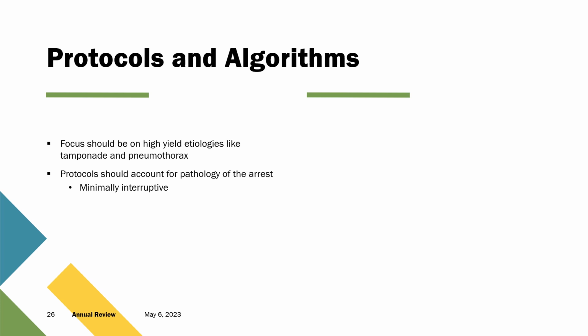So there are some protocols and algorithms that can help physicians and practitioners get comfortable in the decision-making process. The focus on these is really going to be on high-yield etiologies like tamponade and pneumothorax that can be treated and hopefully cause an immediate turnaround for the patient. Protocols should account for pathology of the arrest and be minimally interruptive.